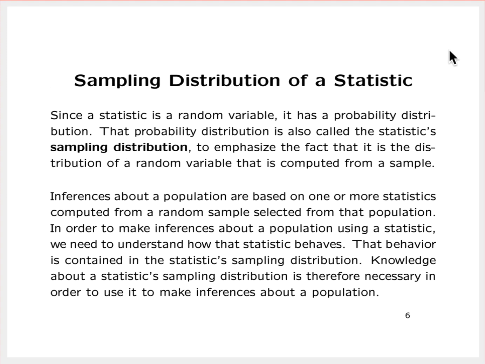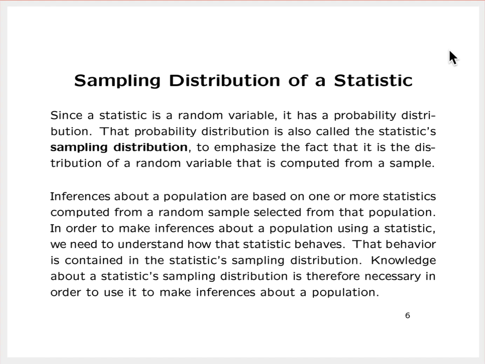Okay, now let's talk about sampling distributions, and in particular the sampling distribution of a statistic. Since a statistic is a random variable, it has a probability distribution. That probability distribution is also called the statistic's sampling distribution, to emphasize the fact that it is the distribution of a random variable computed from a sample. So sampling distribution is just a fancy term for a probability distribution, but in particular the probability distribution of a sample statistic.